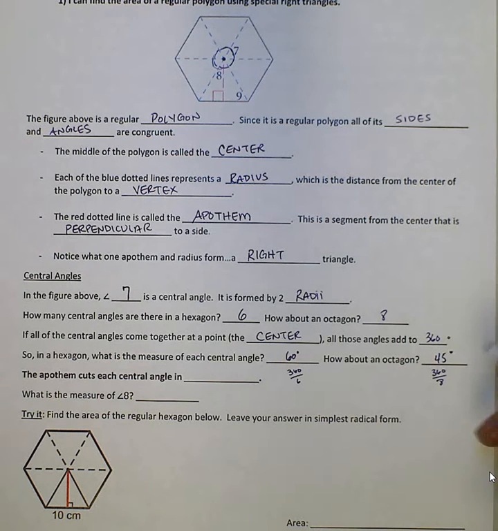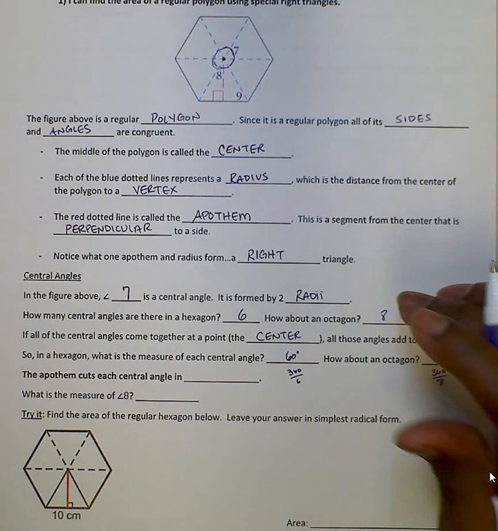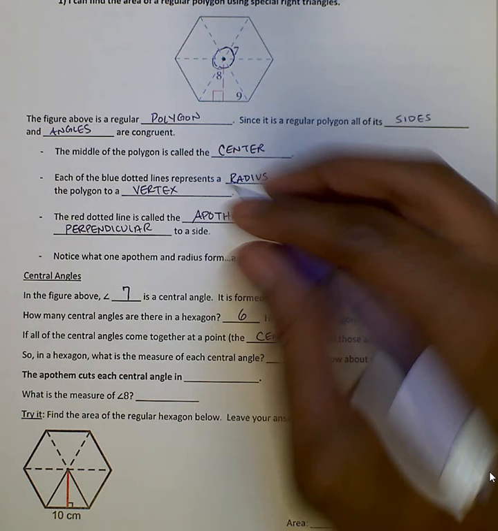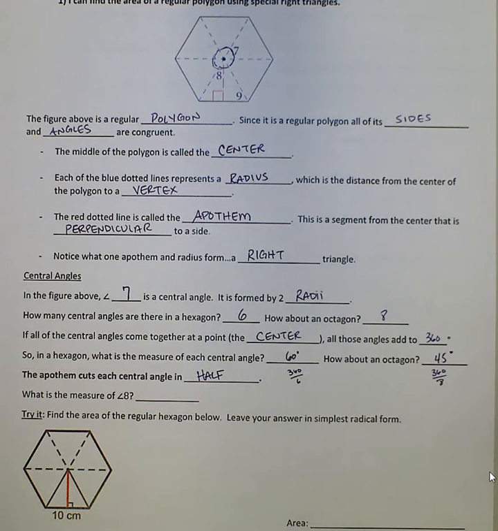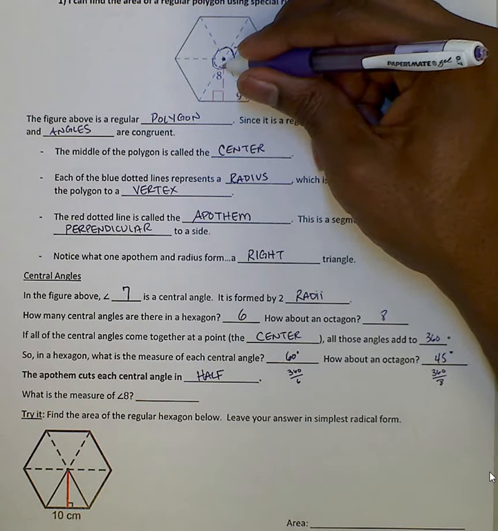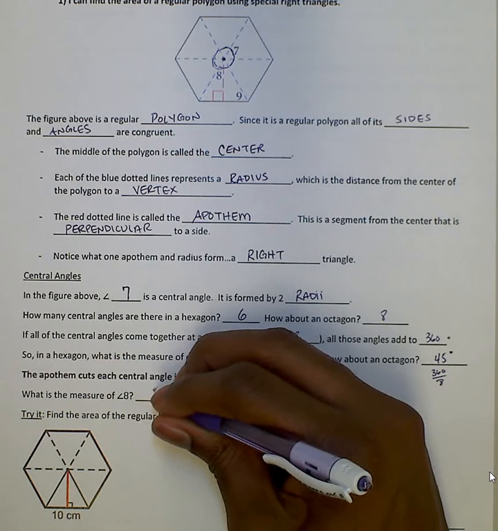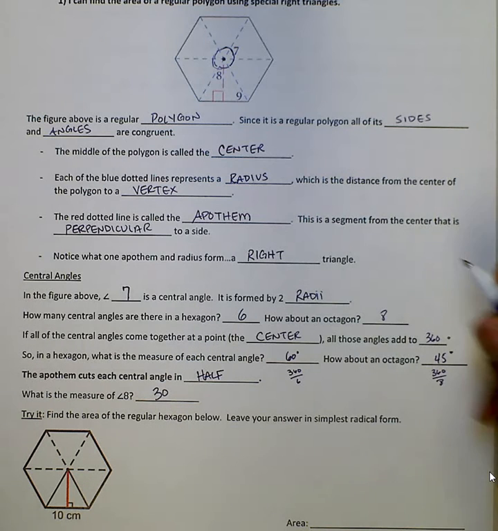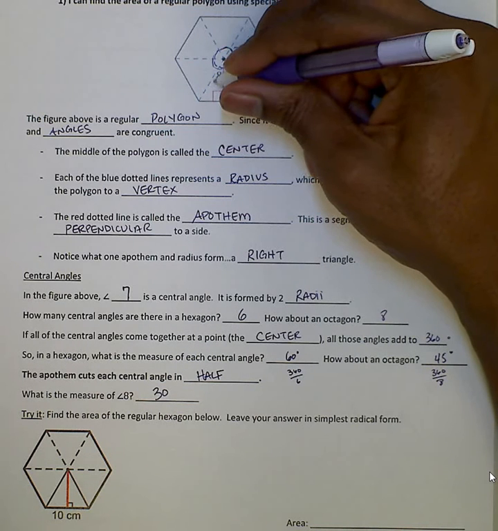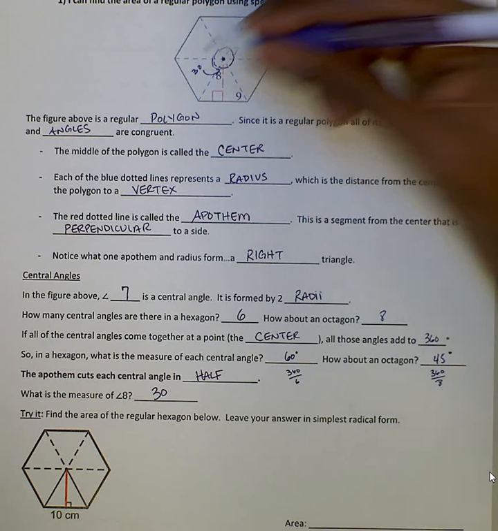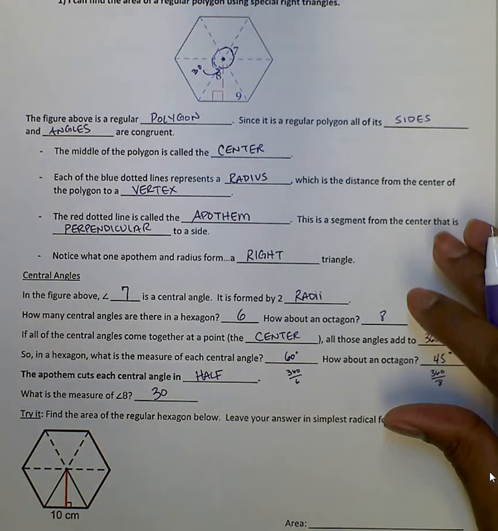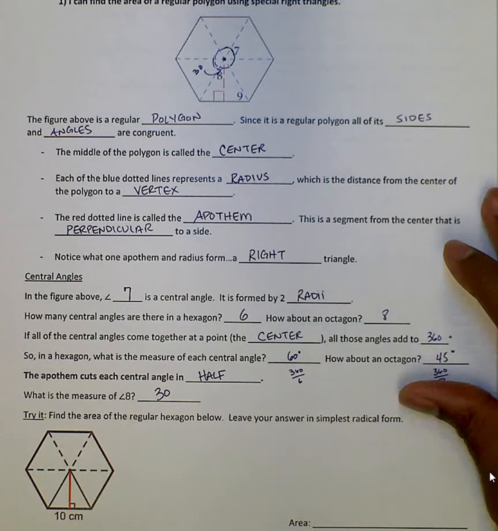The apothem cuts each central angle in half. So the measure of angle 8 will be 60 divided by 2, or 30. This should clue you in, hey, we have a 30, 60, 90 triangle. We probably have to use those, and you'd be right if you thought that.